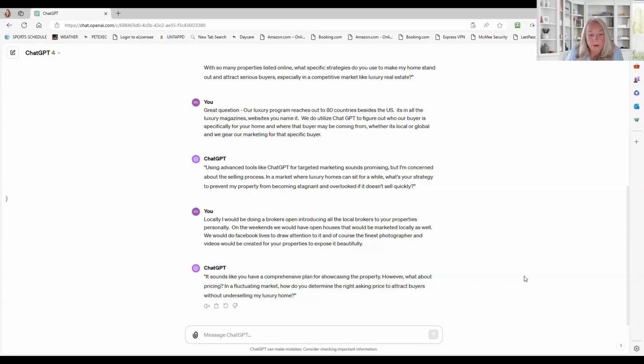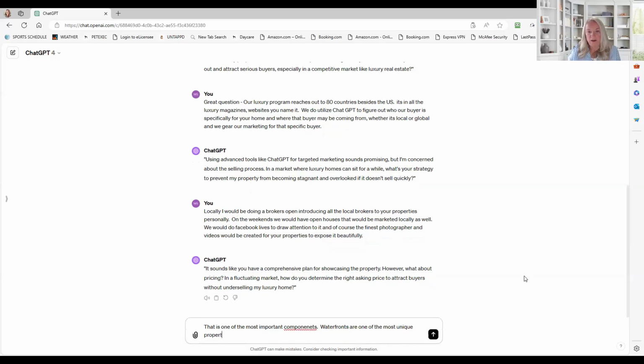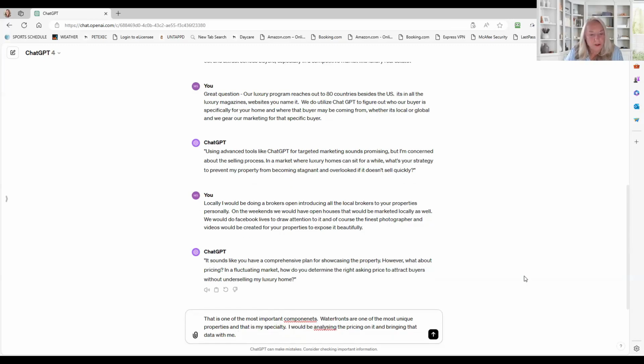That is one of the most important components. Waterfronts are very unique properties, and that is my specialty, to analyze the price on that. I would be bringing all that data that backs up my suggested price range. You would be able to see for yourself the stats and be able to make a sound decision together.